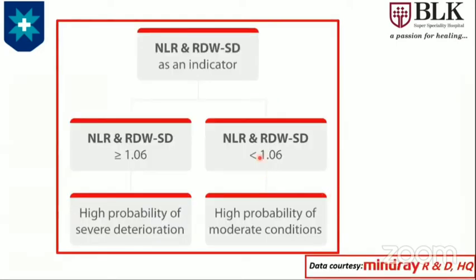In addition, there is this particular parameter, which has been looked at by the Mendre group, where they looked at the NLR and the RDW-ST ratios, and they found that a value of more than 1.06 is indicative of a high probability of severe deterioration, and when it was less than 1.06, it was a better disease state.